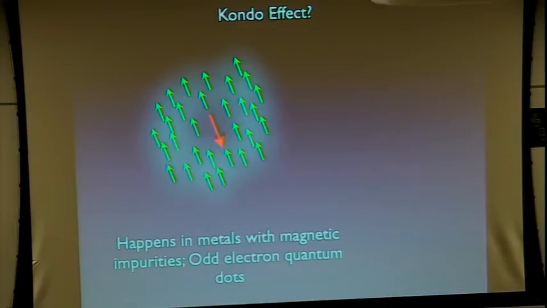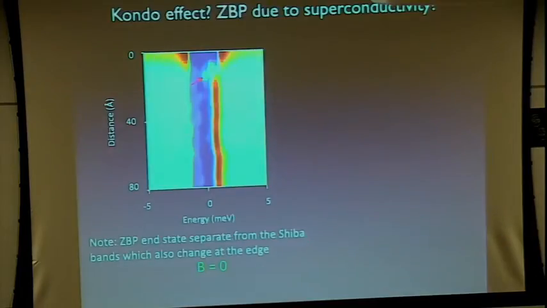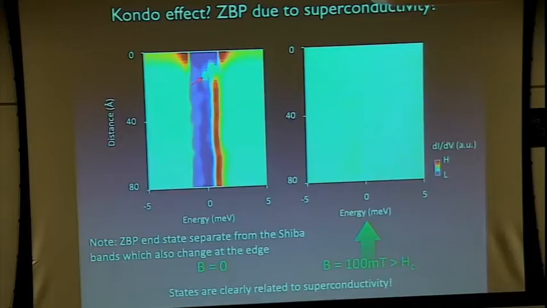So I can just apply 100 millitesla, which, this is a lead crystal underneath. 100 millitesla will kill superconductivity in lead, and everything goes away. This is kind of important, because if I have some sort of a normal metal region I've created, if I just apply 100 millitesla, it shouldn't care. So this is actual data. It's very boring, but these lines are basically flat in this region. So our zero bias peak really requires superconductivity.